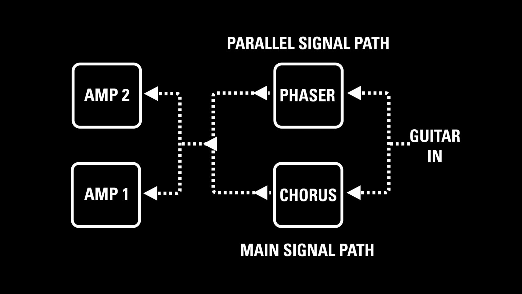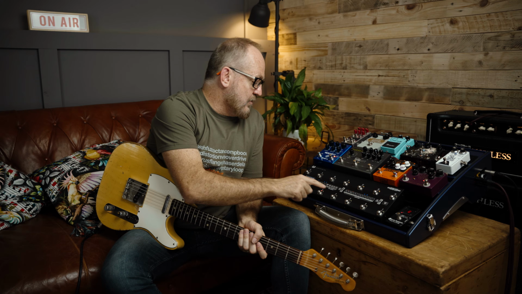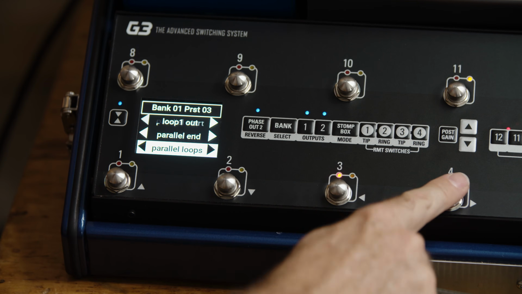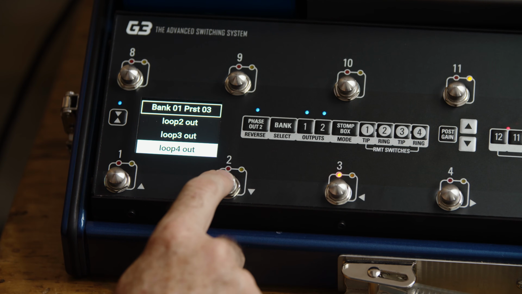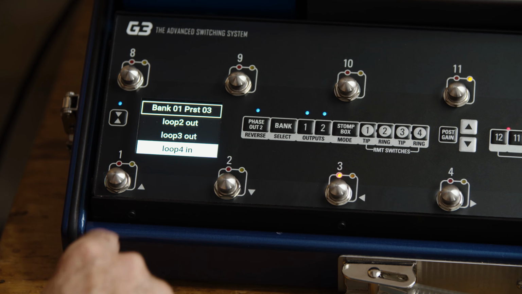Okay, now I choose the parallel loops. So if you imagine, my signal is now split, right? I've got my main signal and I've got my parallel signal. So I want to choose the loops that I'm going to include in that parallel signal. So I'm going to put the phaser, which is in loop 4, in the parallel signal. And that's it. So now, with loops 4 and 5 turned on, I have those two effects in parallel.